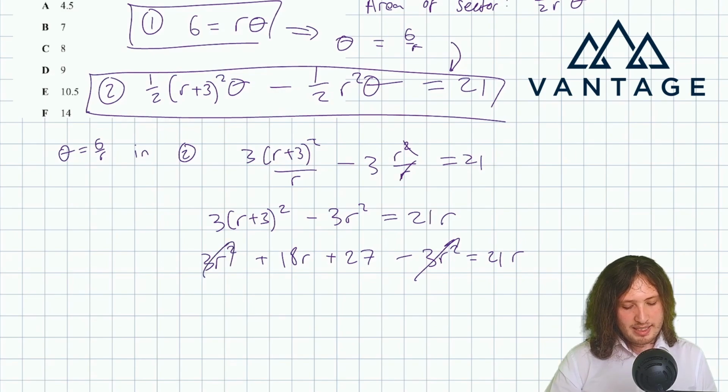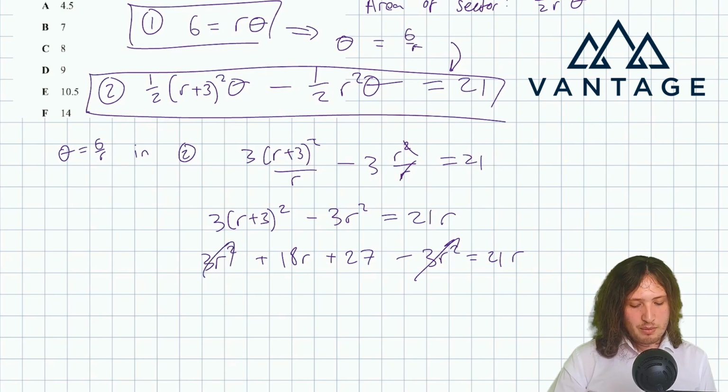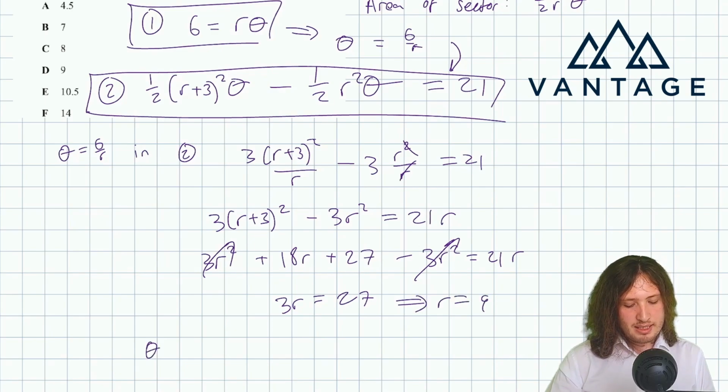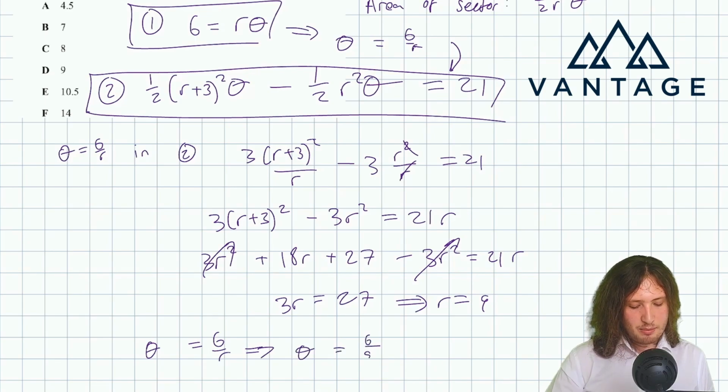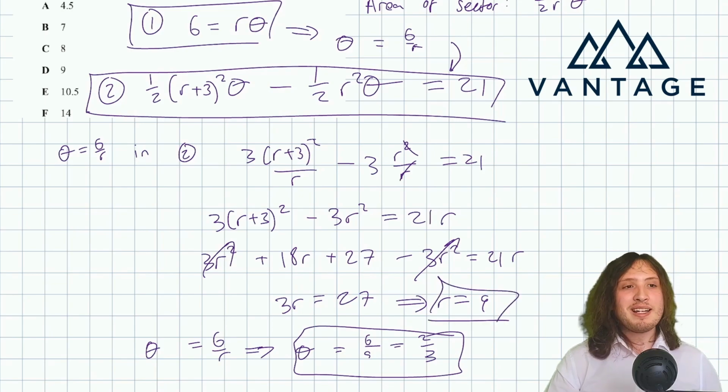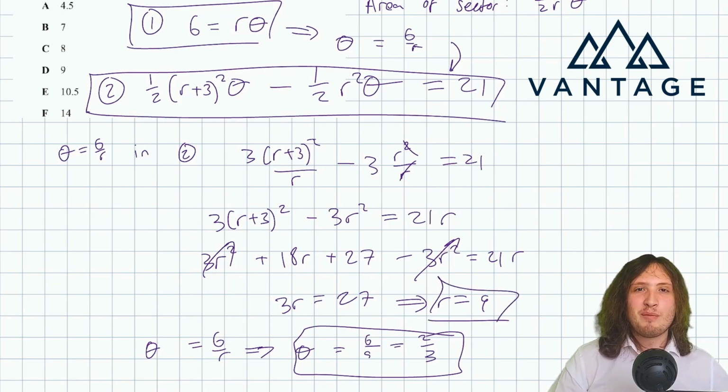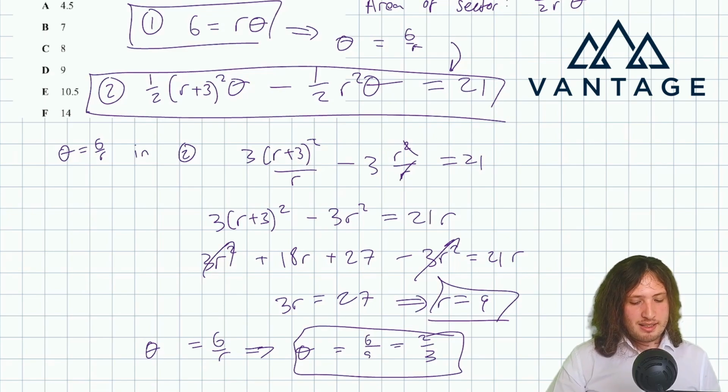So the r squareds cancel, bringing the r's on the right, we've got 3r is 27, so the r is 9. And then remember, theta was 6 over r. So that means theta is 6 divided by 9, which is 2/3. You might be a bit worried seeing such a small angle, but remember we've chosen to measure in radians. 2/3 is tiny when measured in degrees, but it's a pretty decent angle when measured in radians.